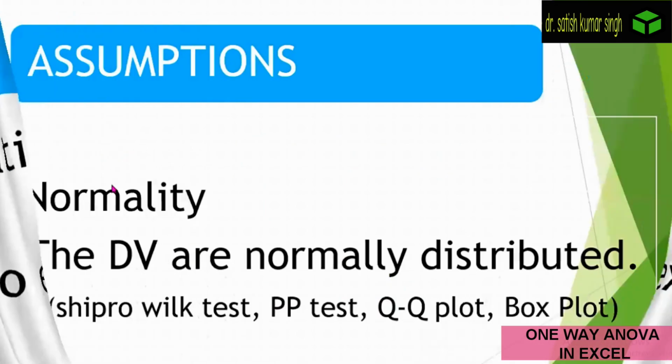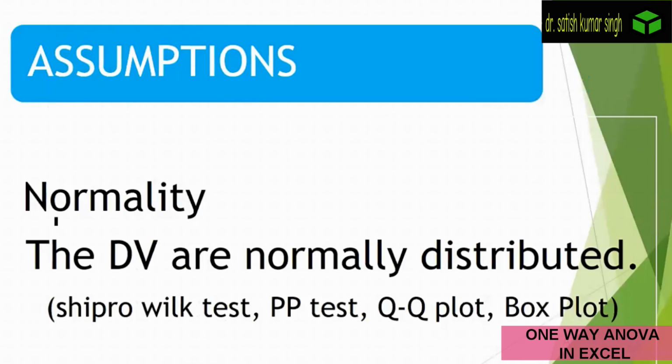Then the next assumption is that the data should be normal. Again, there is a video where you can see how the normality of data can be tested. There are various methods to check whether the given data is normally distributed or not, for which you can use the Shapiro-Wilk test, PP plots, QQ plots, and box plot. There is one of my videos where you can see how we can identify the outliers by performing a box plot.